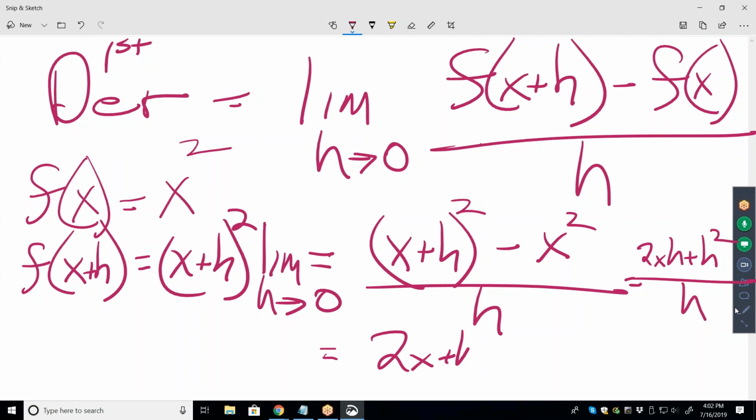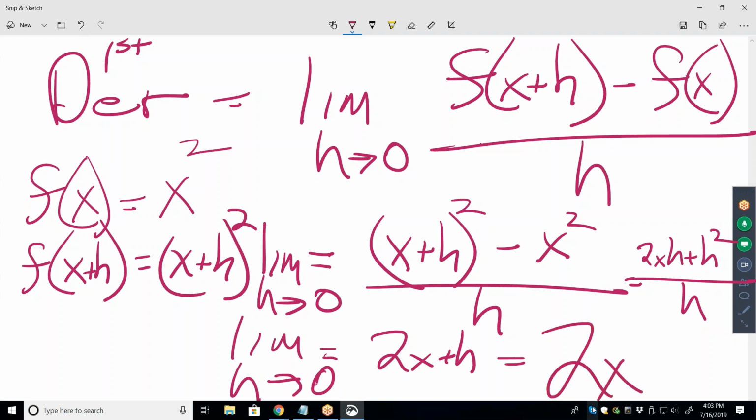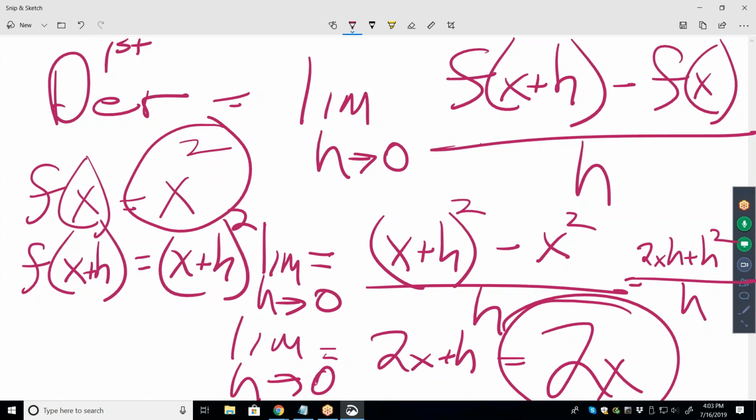What does it come down to? 2x plus h. Tell me what the limit of that is as h goes to 0. 2x. That's the answer. That is the first derivative. If I said, what is the slope when x is equal to 3? What is the slope of the tangent line? Here's x squared, here's the function, and here's 3. What's the slope of this tangent line right there?